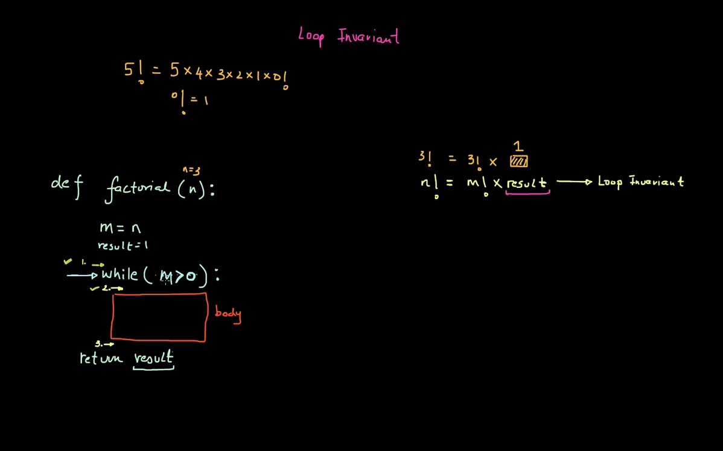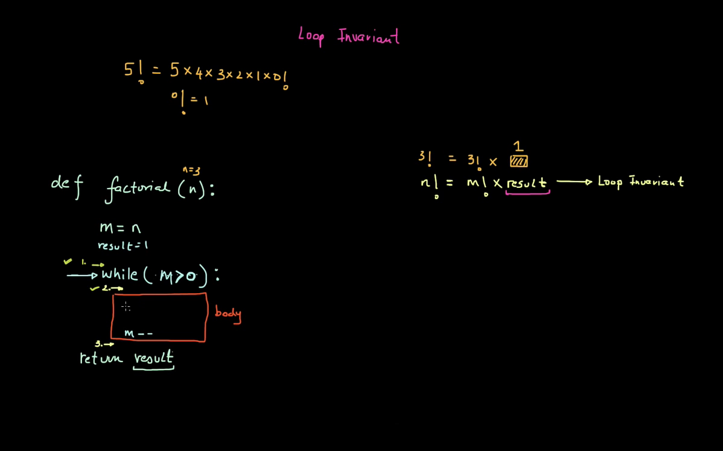So my condition is m should be greater than 0, and the very last statement of the body of this loop, I'm just going to say m minus minus. m minus minus in the last statement of the body of my loop, and the termination condition m being greater than 0.